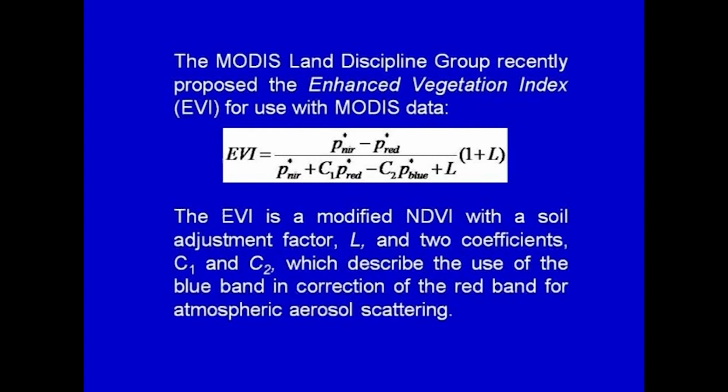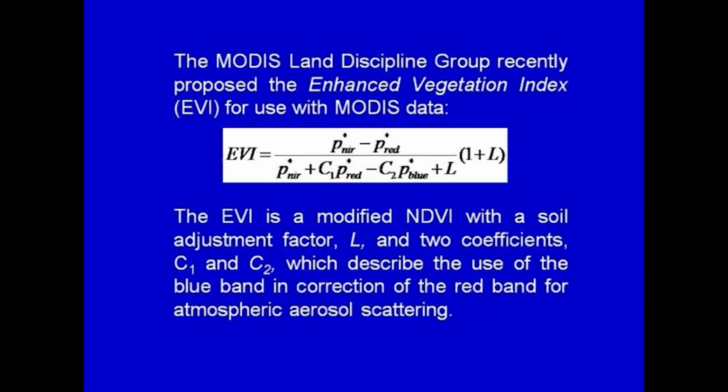They gave the relationship as EVI is equal to NIR minus the red reflectance, multiplied by 1 plus L, which is the soil adjustment factor, divided by the NIR plus constant C1 multiplied by the red reflectance, minus constant C2 multiplied by the blue reflectance, plus the soil correction factor L.